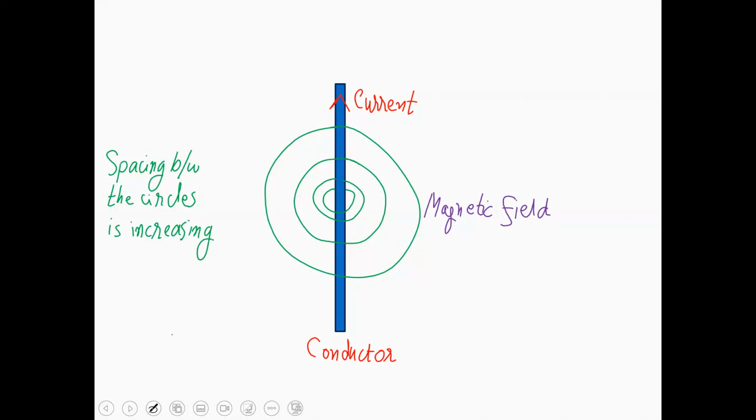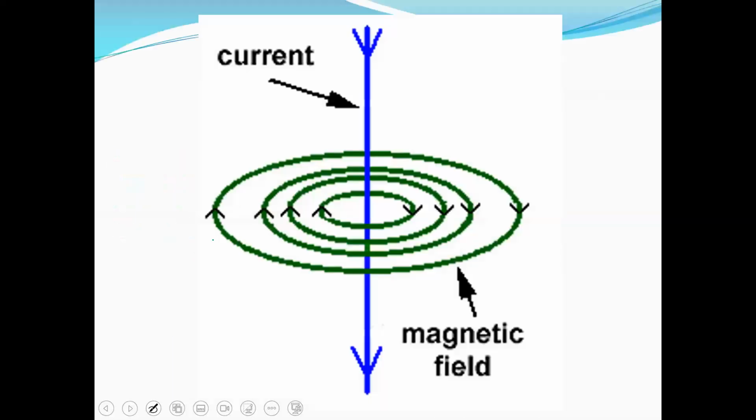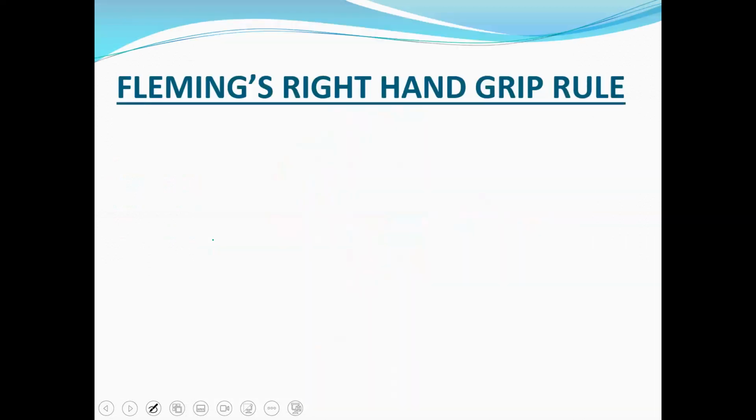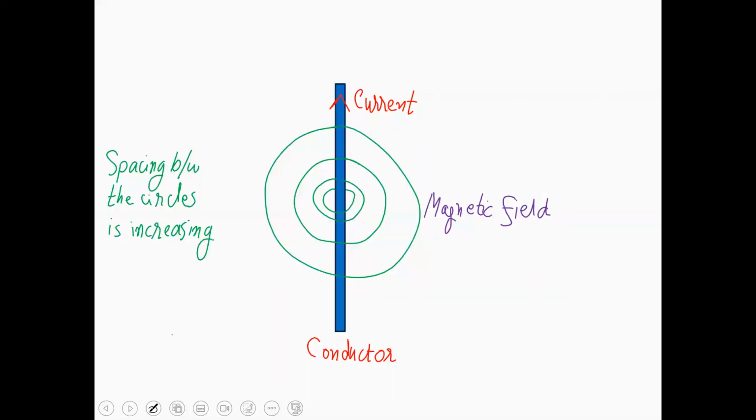Hamad, let me know once you have copied it. Okay, sir. Done. Look at this screen. Magnetic field around a straight current carrying conductor. Fleming's right hand grip rule is now entering, because when something is in a circle, it has two possible directions. One is called clockwise and the other is called anti-clockwise.